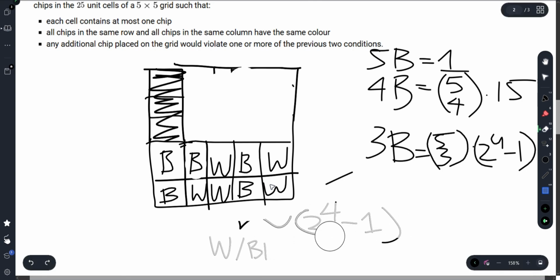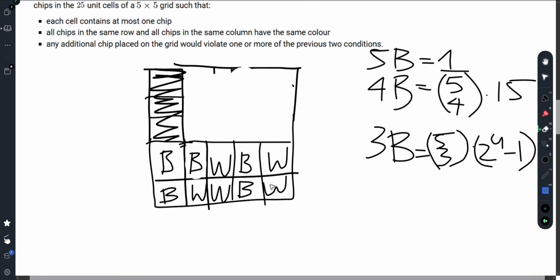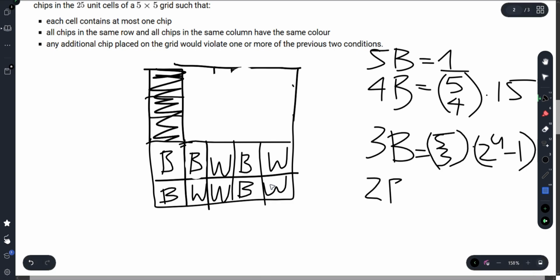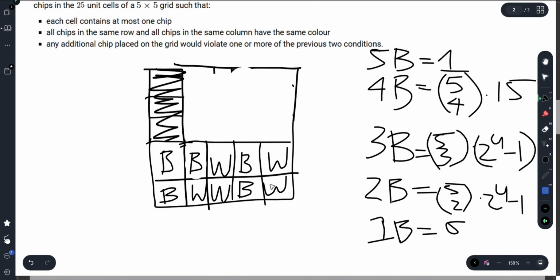And now we can just stop doing casework for 2 blacks and 1 black, because this is just the same as doing casework for 4 blanks and 5 blanks. So 2 blacks is equal to 5 choose 2 times 2 to the 4 minus 1. 1 black is equal to 5 choose 1 times 2 to the 4 minus 1.